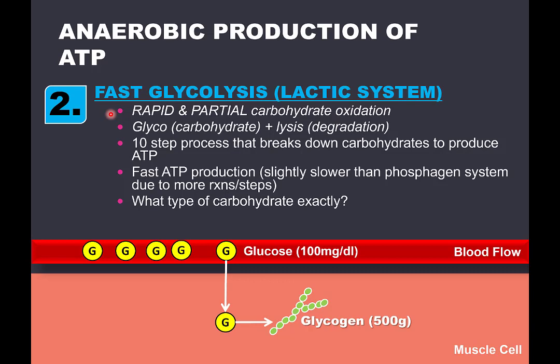So the second anaerobic system is called the lactic system, or fast glycolysis. These two terms are used interchangeably. Many also just refer to this as simply glycolysis. So what is fast glycolysis? Well, fast glycolysis is described as rapid and partial carbohydrate oxidation. Again, rapid and partial carbohydrate oxidation.